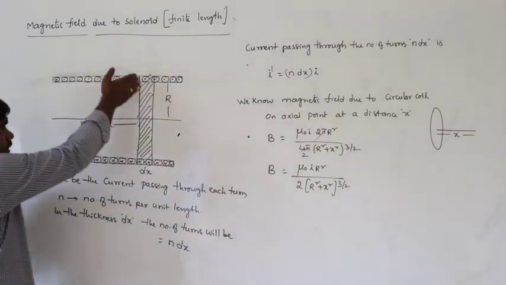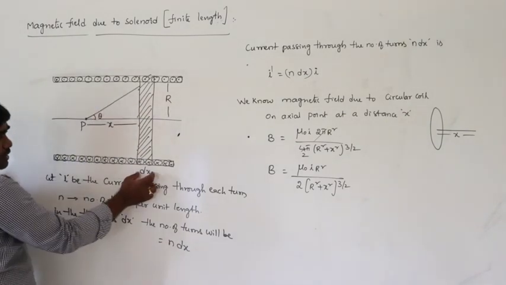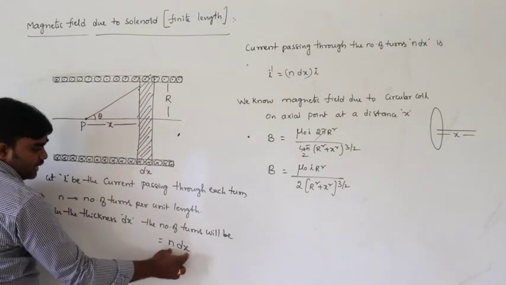In the same way, here also we have a certain number of turns in the small length dx, which is n dx.